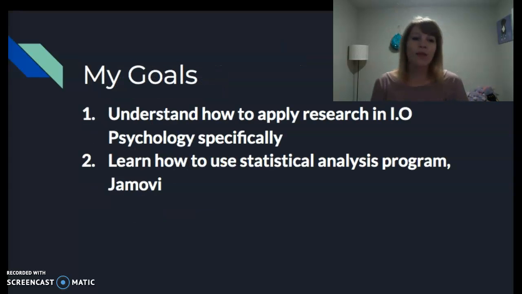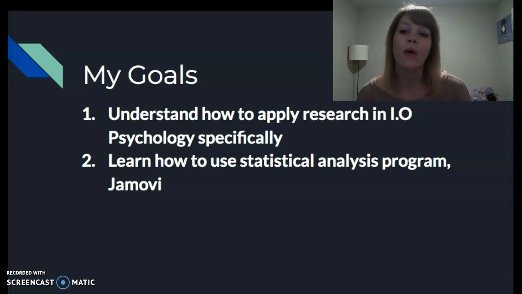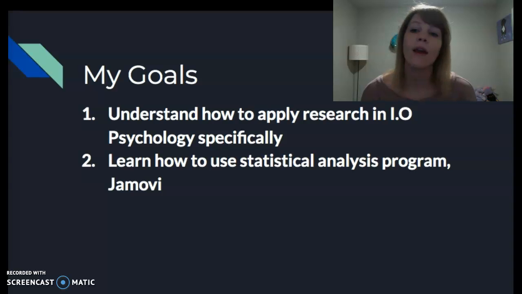So I do have two goals. My first goal is to understand how to apply research in IO psychology specifically. I feel like most of what I've learned about research and analysis methods has not focused primarily on IO or a workplace setting. I have conducted a few projects in this program, but there has not really been much of a boot camp, if you will, on this topic and its relation to IO.